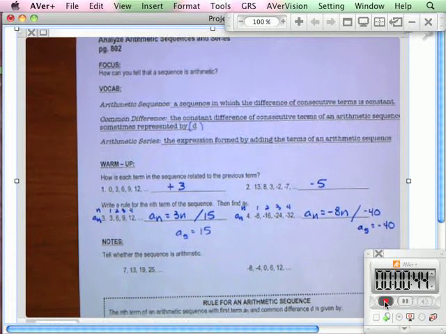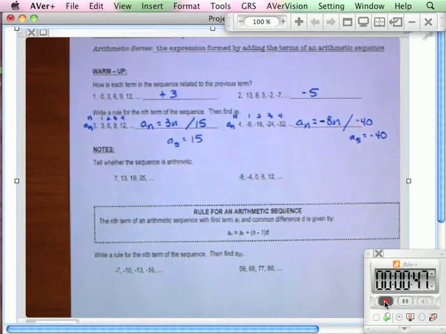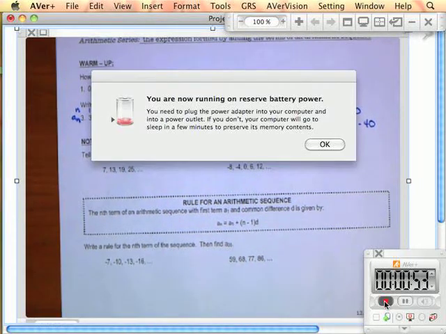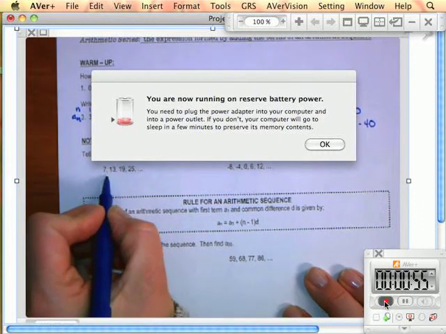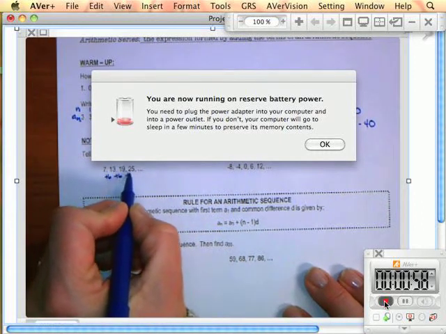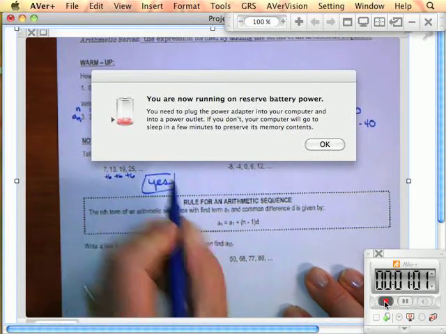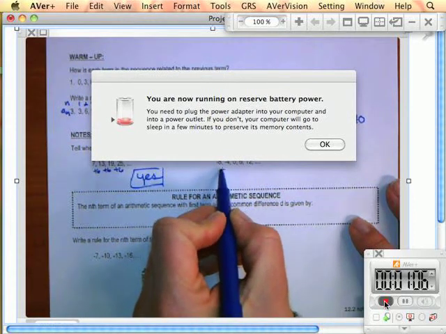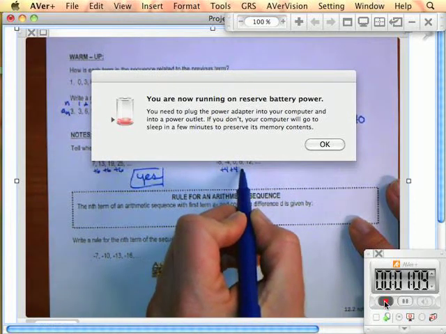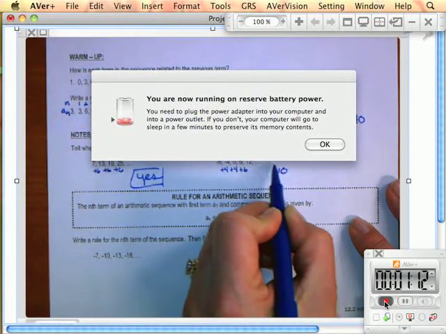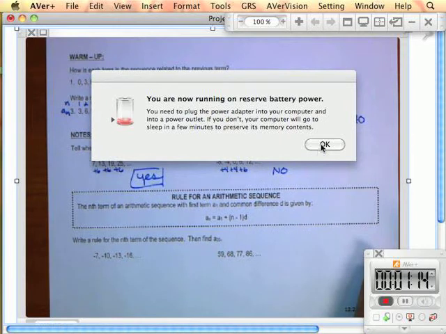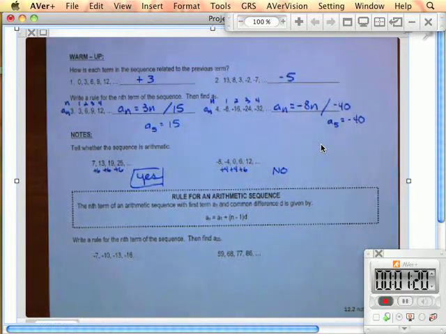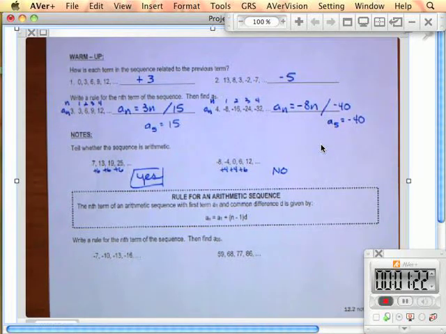Okay, so let's go down here. According to those definitions, tell whether the sequence is arithmetic. Does it go up by a constant difference each time? What's happening here? Plus 6, plus 6, plus 6. Yes, it's arithmetic. This one, it's plus 4, uh-oh, plus 6. So no, it's not arithmetic. Okay, so that's what you have to do in the beginning. Pretty easy, huh? Tell whether it's arithmetic.